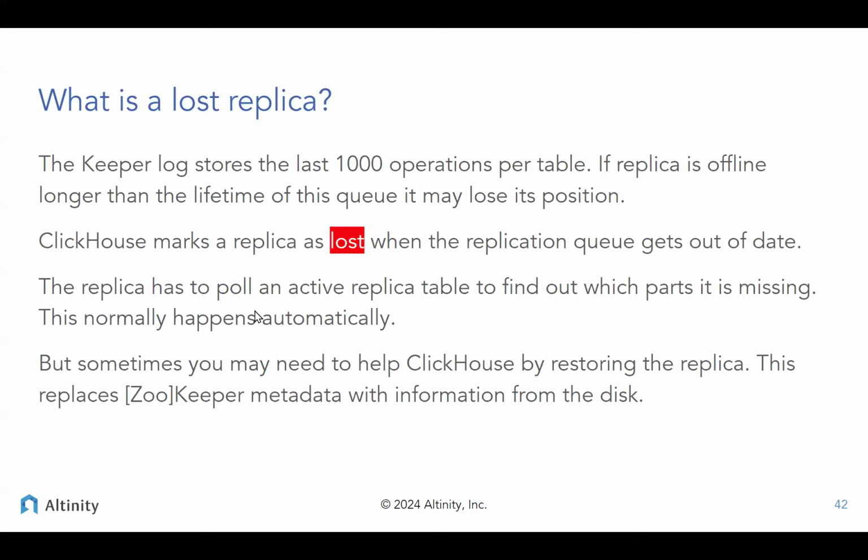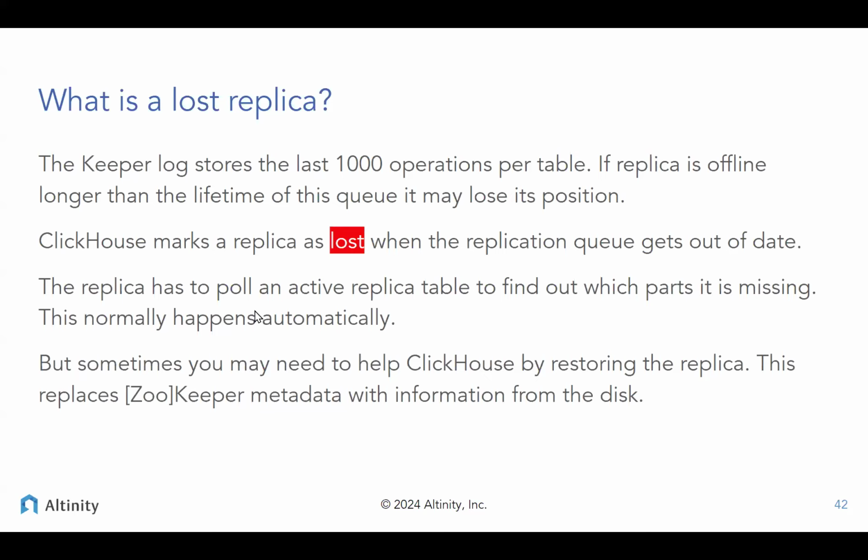By default, it's 1,000 operations per table. So if a replica goes offline, for example for maintenance, or the cluster is shut down, what will happen is it will come back and it has missed some things, because the log has moved on. In this case, it's not a problem, because ClickHouse will recognize, hey, I'm out of sync with the log. I'm basically lost. Now I need to poll the other servers, find out which parts they have, and catch myself up.